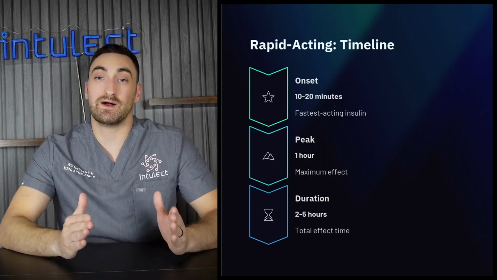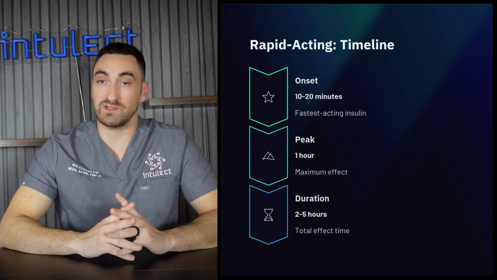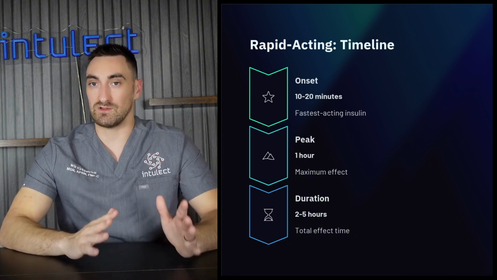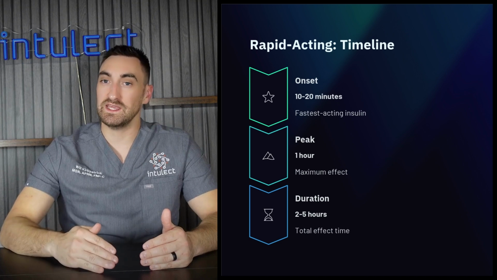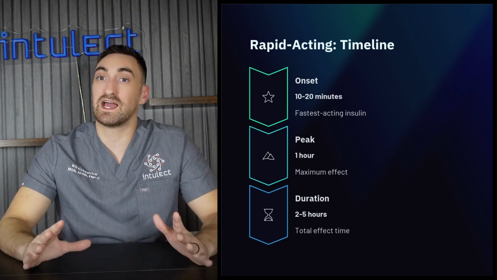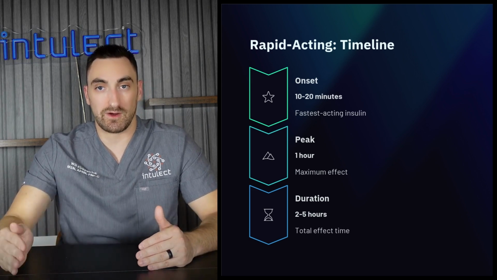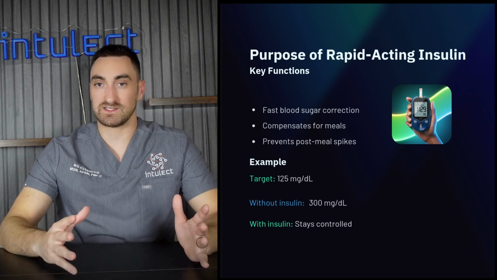So the onset is about 10 to 20 minutes. Once again, that is the fastest acting insulin that you can give. So once again, your Lispro and Aspart. The onset is 10 to 20 minutes. The peak is about an hour. So know that the most aggressive effect that it could have would be within that 1 hour mark. And then the duration is about 2 to 5 hours. So its effect doesn't last that long.